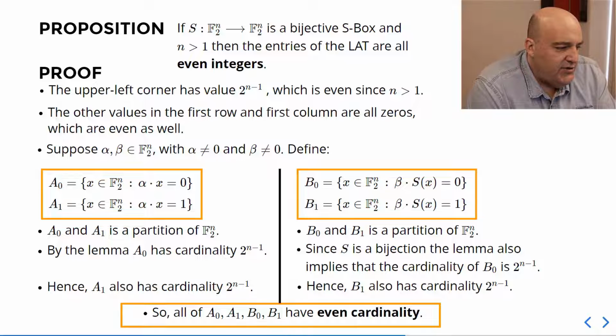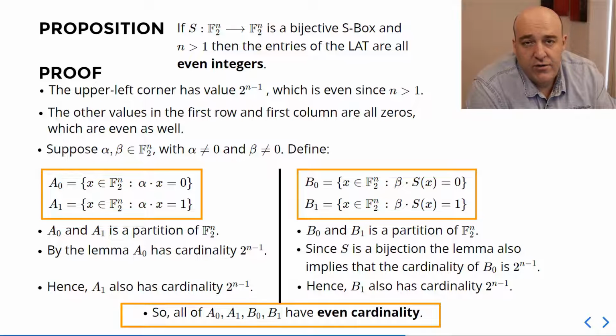We're going to define 4 sets, A0, A1, B0, and B1. A0 and A1 are really just a partition of F2^n according to whether alpha dot x is 0 or 1. When you do alpha dot x, where x is an arbitrary element of F2^n, there's only 2 possible outcomes. It's either 0 or 1. So why don't we define those 2 subsets as A0 and A1? And that forms a partition, right? That means every element of F2^n is in one of them, and A0 and A1 have no elements in common. They are disjoint. We do a similar thing for B0 and B1, except it's with beta dot S of x. That's either 0 or 1, and we define B0 and B1 accordingly. That also forms a partition of F2^n. So B0 and B1 are disjoint, and their union is all of F2^n.